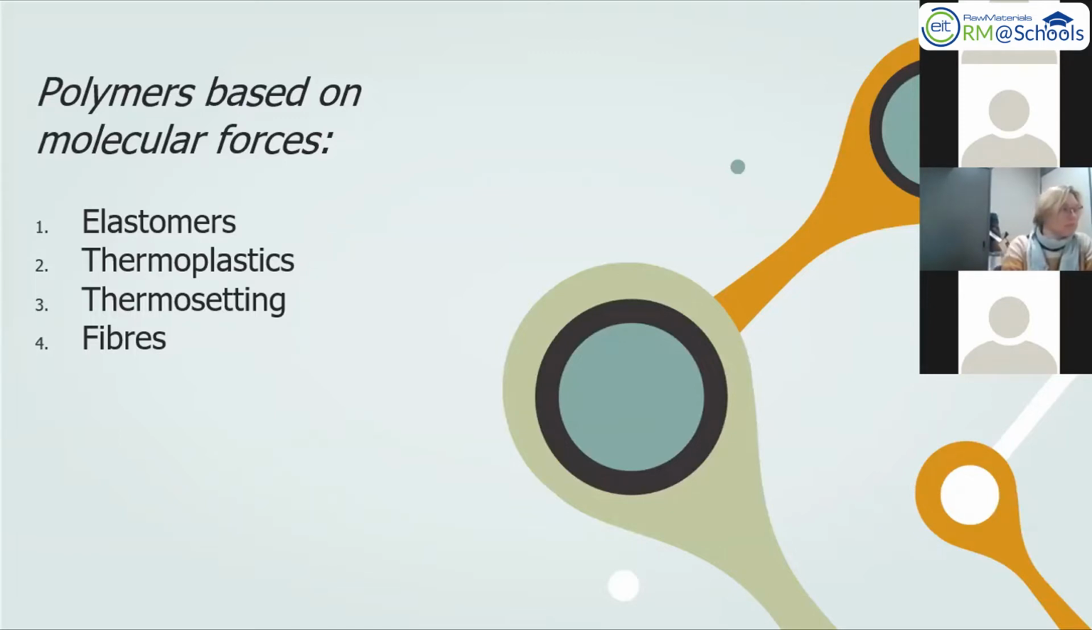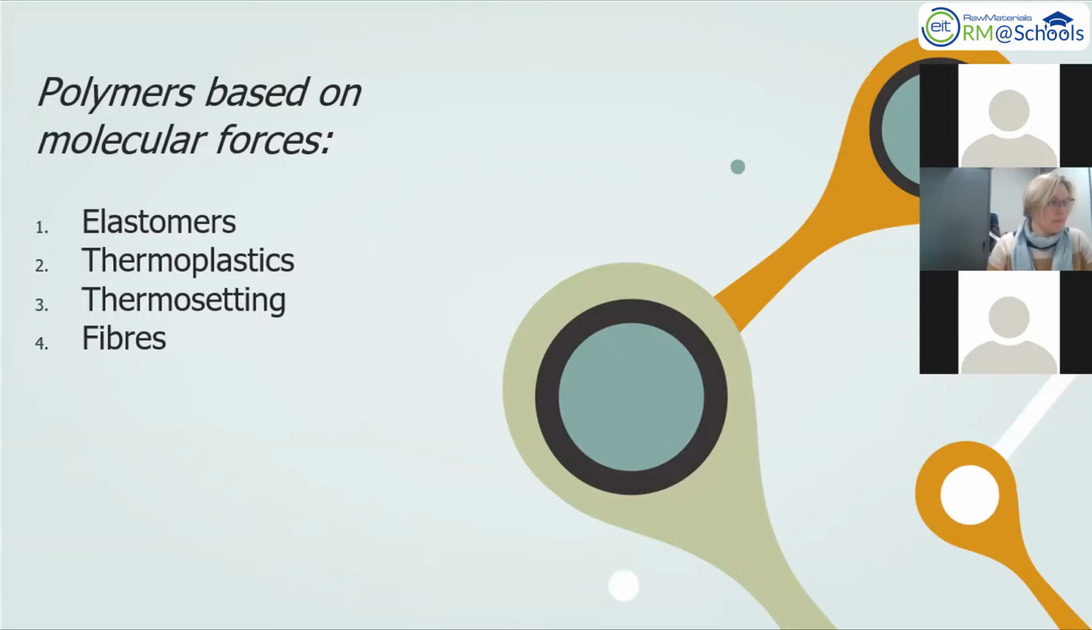Then we have thermoplastics. Thermoplastics are those polymers which contain intermolecular forces higher than elastomers, but less than fibers. Then we have thermosetting polymers, and they have highly branched chain molecules with extensive cross-linking, and if heated become infusible and cannot be reused. For example, melamine, bakelite, etc.